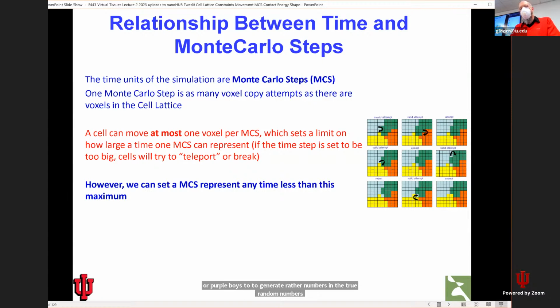The problem with those is, one, they're fairly slow, and two, you can't reproduce your simulation, because if you use a pseudo-random number generator, you can set the seed for the random number generator, and then if you use the same seed twice, you'll get exactly the same answer. If you use a true hardware random number generator, then every time you run it, it will be different. There is no way to replicate.